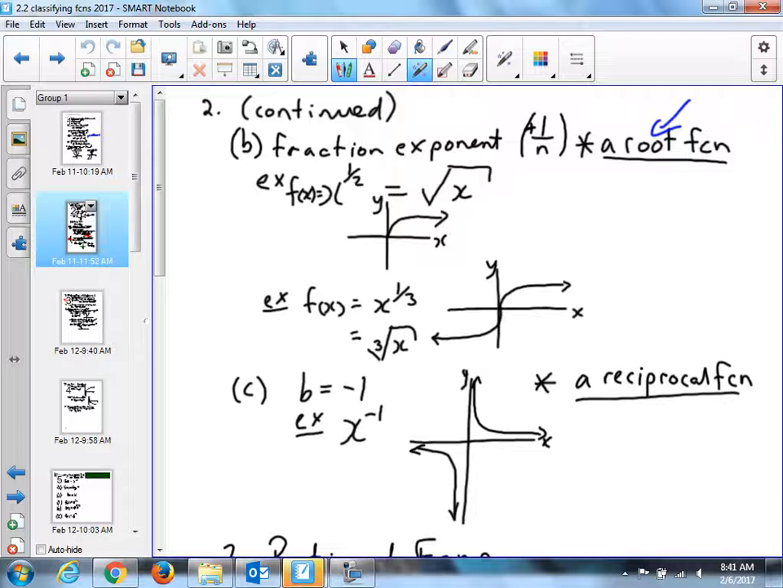Like a root function. So when you see 1/2 as a power, I hope you're thinking that's the square root of x. If you saw 1/3 as the exponent, cube root of x. I hope you're thinking that. And you guys are familiar with those, I would say, though you don't necessarily have them memorized.